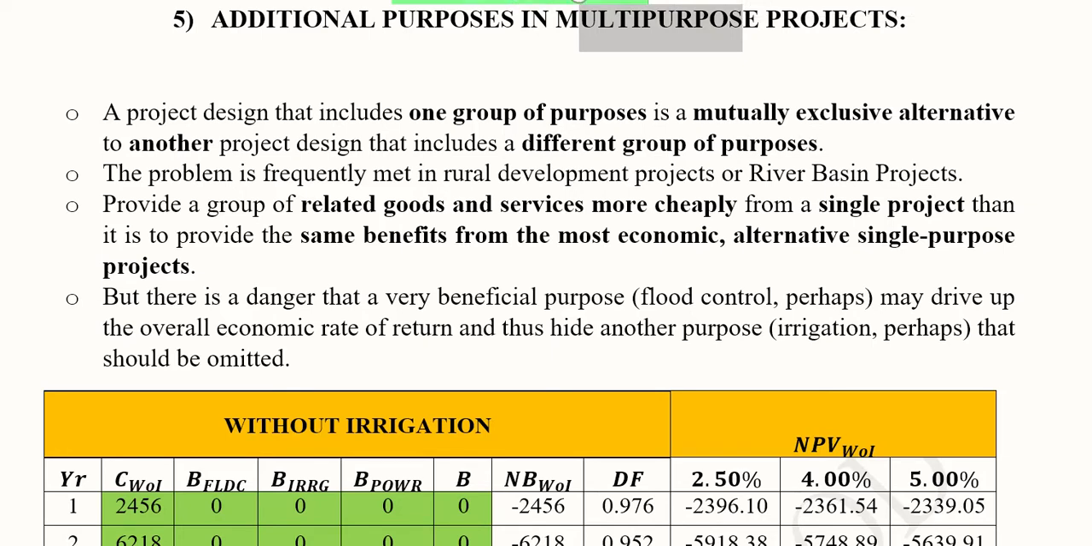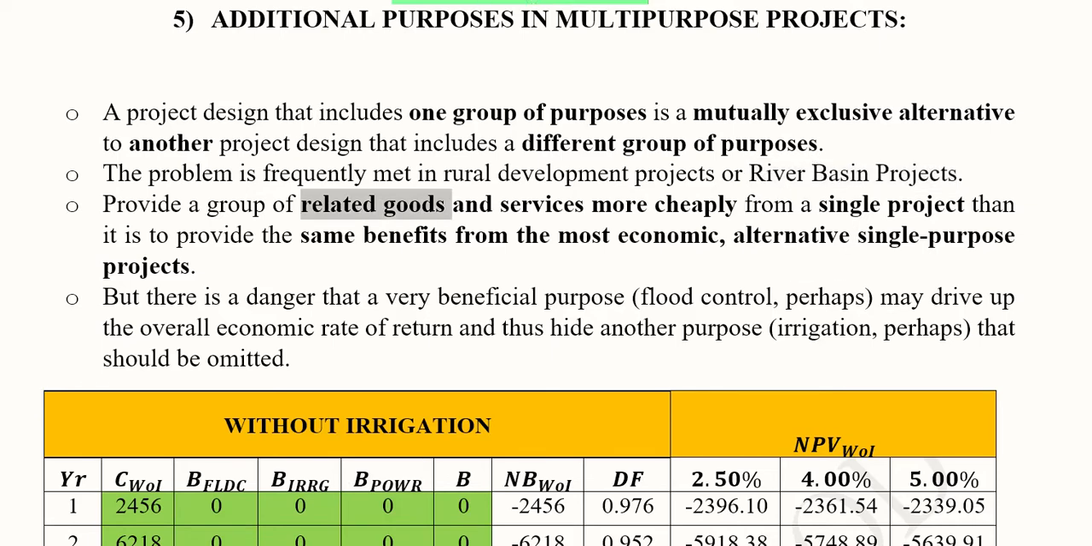Similar projects are found in river basin projects or other rural development projects where the need for development is quite high and many purposes can be served with one project. So a river basin project can have multiple purposes, for example flood control, irrigation, or power generation. There are many purposes that we can get from such a project.